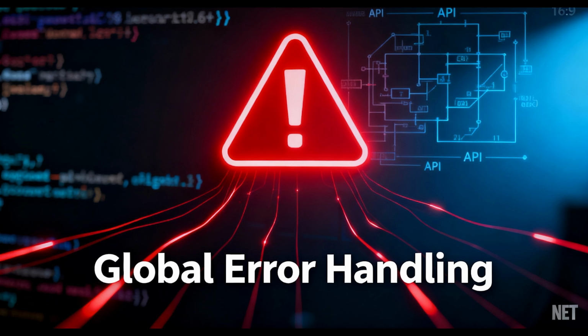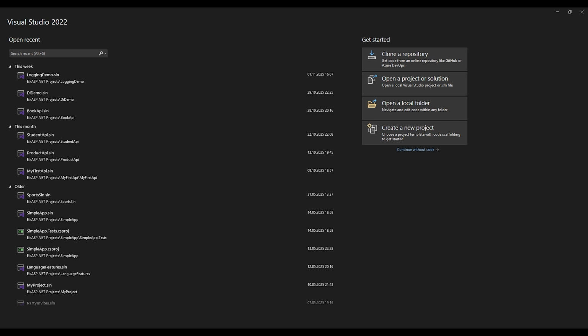In this episode we are going to make our .NET Web API bulletproof by adding global error handling using custom middleware. Instead of writing try catch everywhere, we'll centralize all error handling in one place. Clean, professional, and production ready. Okay, let's start with a fresh ASP.NET Core Web API project so everything is clear.